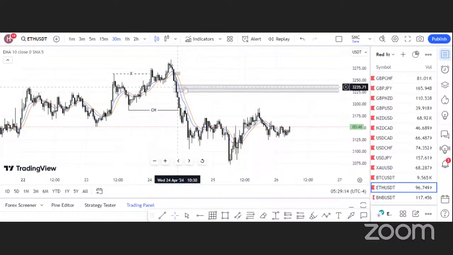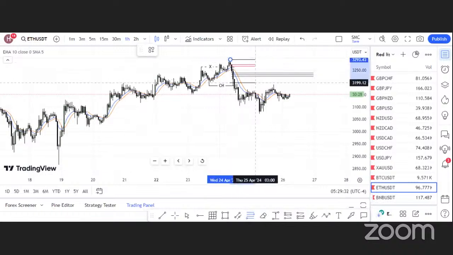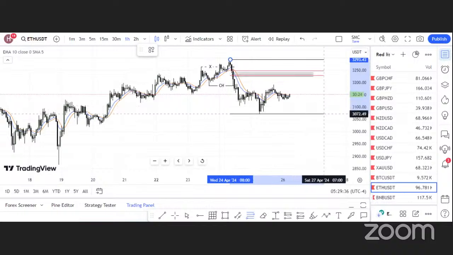So my point of interest is this fair value gap. My point of interest is the fair value gap here, right? I also have another tool I can use to get a perfect point of interest if I'm still confused, and that is my Fibonacci tool.